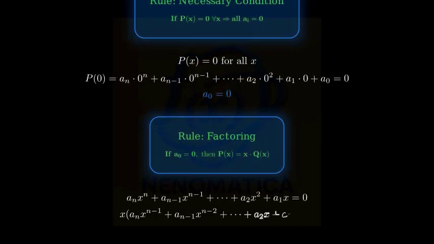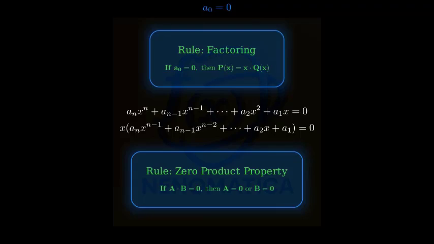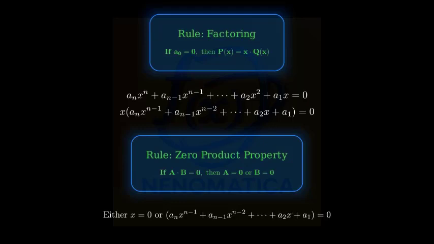Factoring out x from all terms, we get x times the quantity a sub n times x to the power of n minus 1 plus ... plus a sub 2 times x plus a sub 1 equals 0. Now, using the zero product property, if the product of two expressions is 0, then at least one of the factors must be 0. Since x can take any value except 0, because we've already used x equals 0 earlier, the second factor must equal 0 for all non-zero values of x.